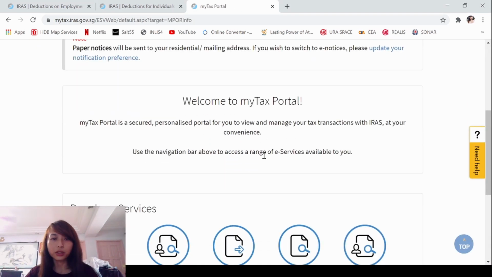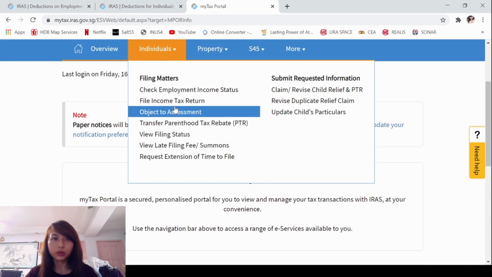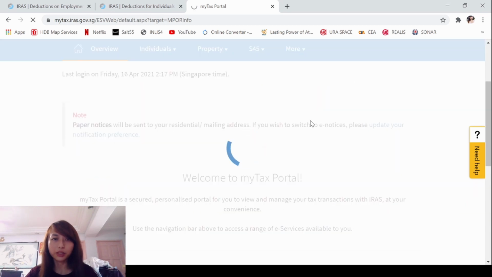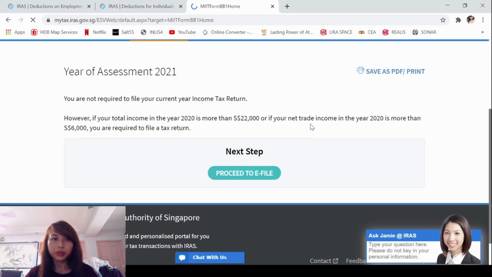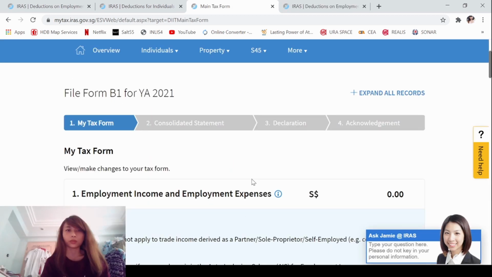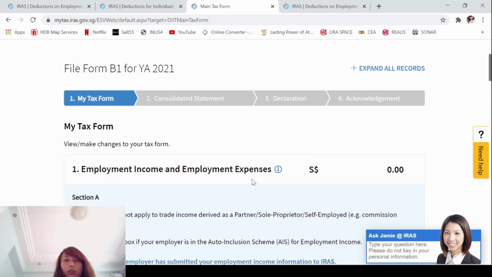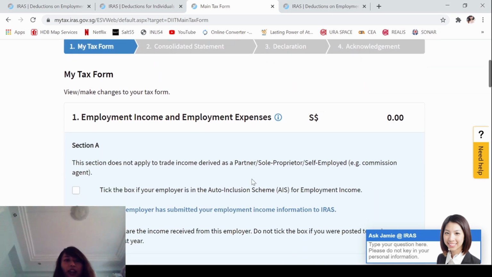So this is the overview, right? If you don't see anything in the overview, you need to go to Individuals, File Income Tax Return. Okay, so proceed to e-file. Okay, so once you click into that File Income Tax Return, you'll come into this page.